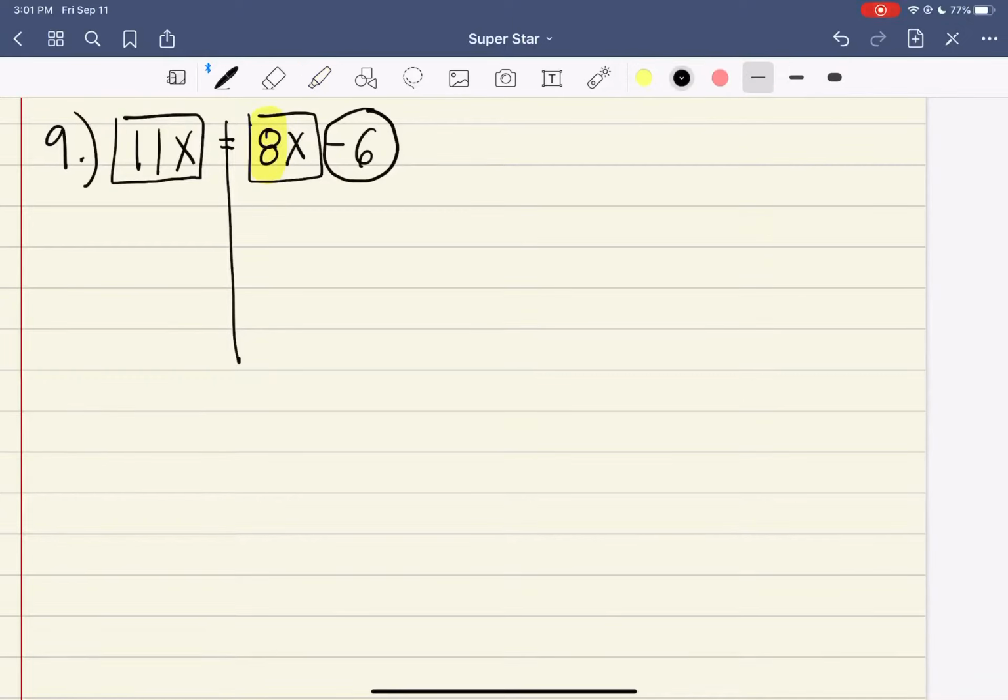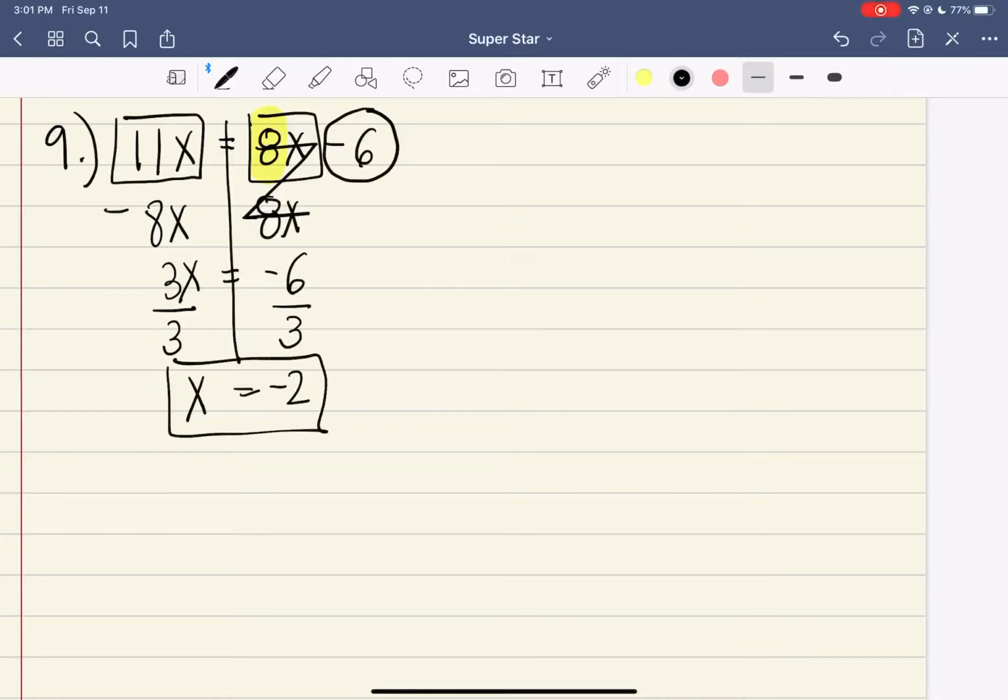So this will become our 0 pair, and 11 minus 8 is going to be 3x equals, and we still have our negative 6 over here. So our third step would be to find if we have constants, but we only have constants here on the right. So that means we get to go down to our last step, which is to divide by our coefficient, since we have a coefficient other than 1. So we're looking at x equals negative 2. So that became 1.